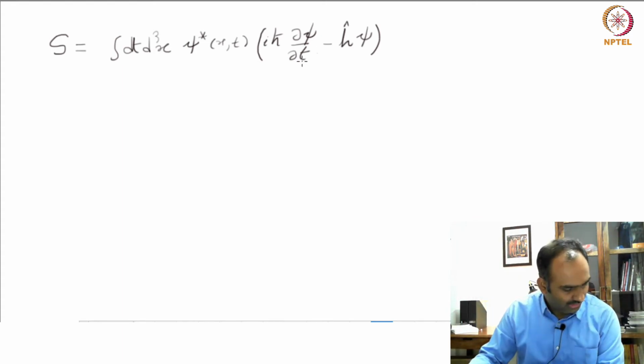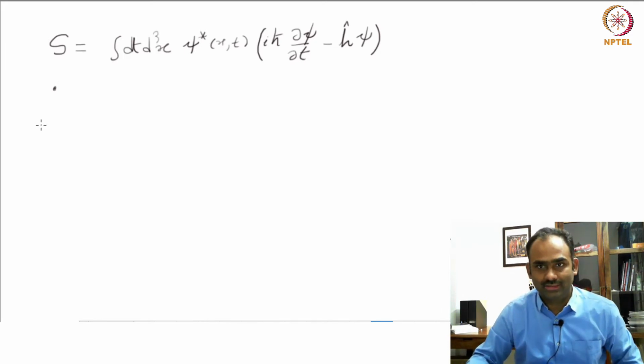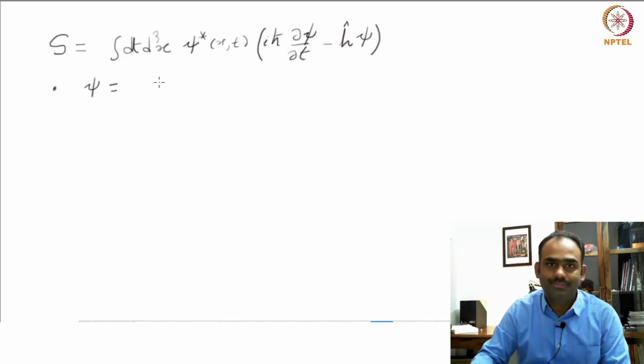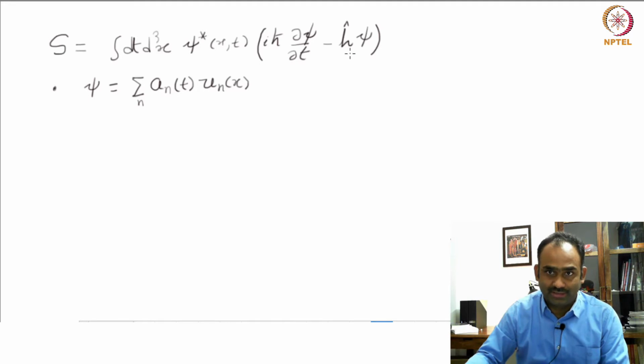Okay, and then for this infinite dimensional system, it's infinite dimensional because you have a field rather than a fixed number of coordinates here. We could do the following. We could expand psi as x. Okay, that's what we did, where the u_n are the eigenfunctions of this Hamiltonian of the single particle quantum theory. Okay, this one.